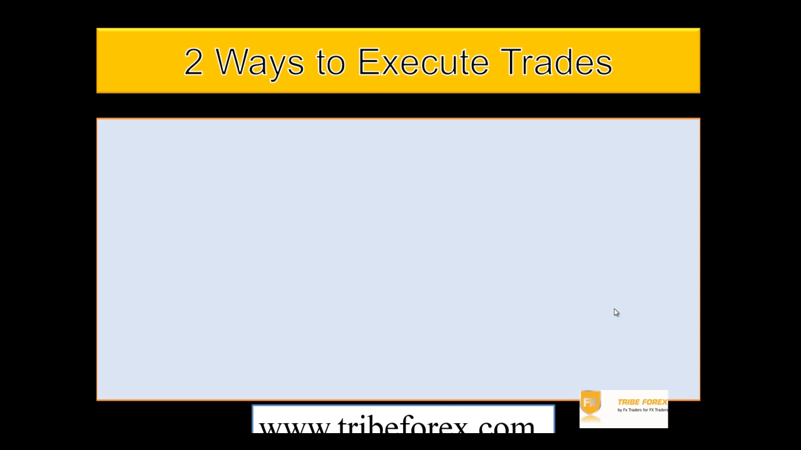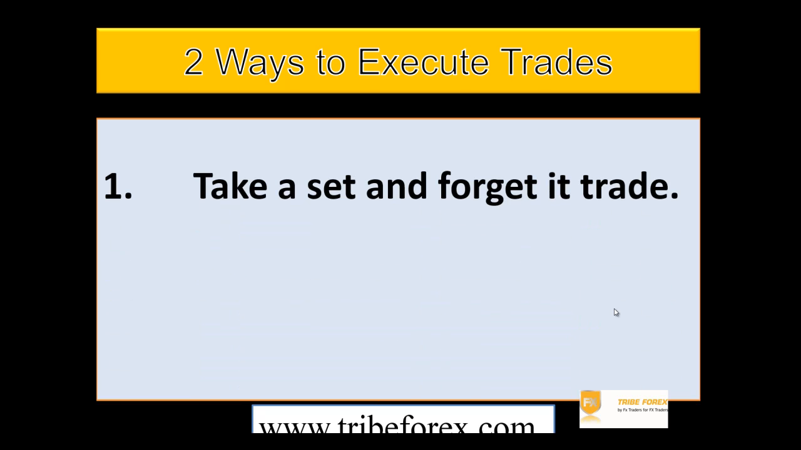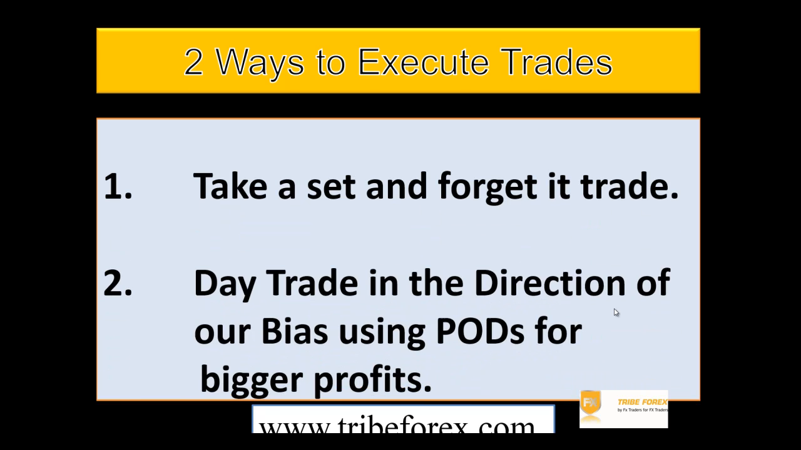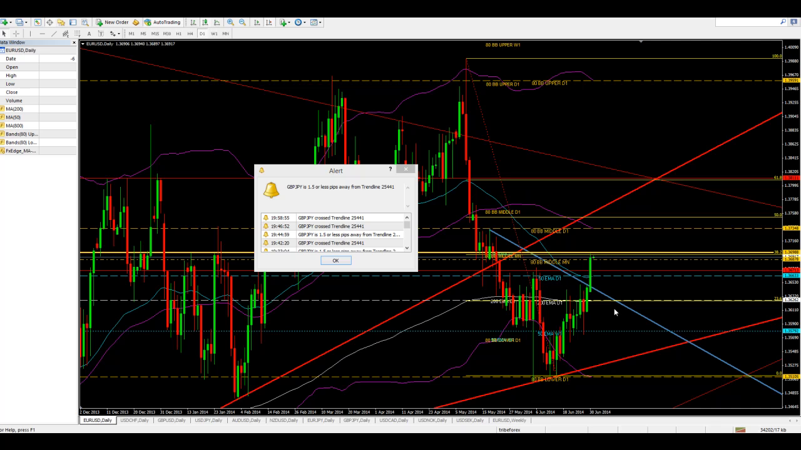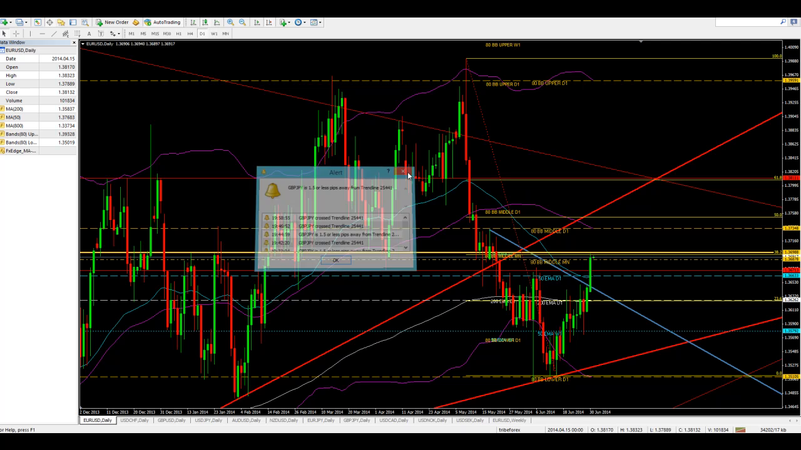We execute in two ways. Number one, we take a set and forget it trade. That's one thing we can do. And two, we can day trade in the direction of our bias using our pods for bigger profits. Now, I'm going to tell you what a pod is in a series that we're coming out with here at Tribe Forex. So if you go to Tribe Forex, you'll be able to get access to that probably in the next couple of days. Having said that, guys, let's take a look at the charts, determine what our bias is so we can start making our way to profits.